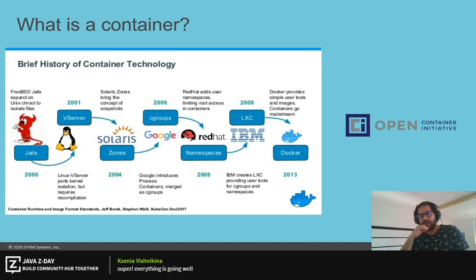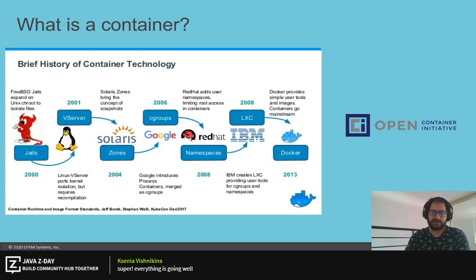After that, some companies started doing a similar approach using technologies that they were creating. For example, Solaris created the zones, Solaris Zones, which is more or less something similar to containers. After that, Google added the concept of cgroups. After that, Red Hat added another part to this technology called namespaces.